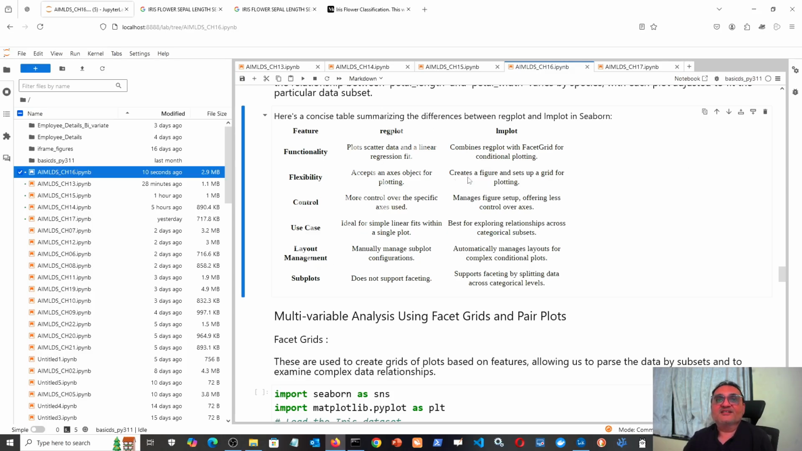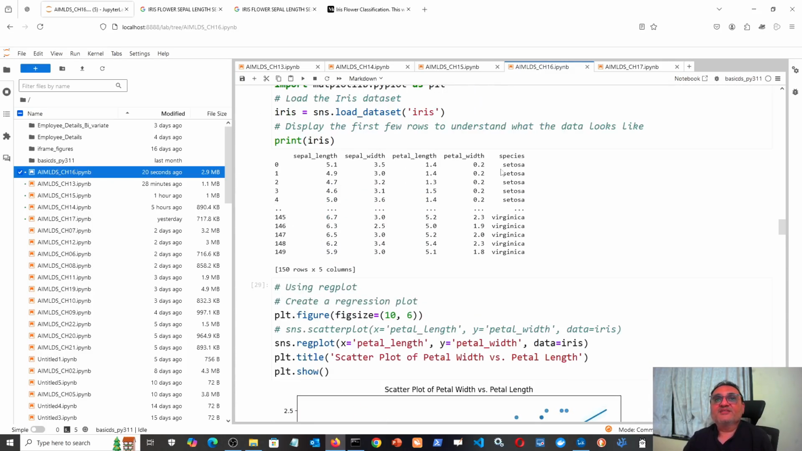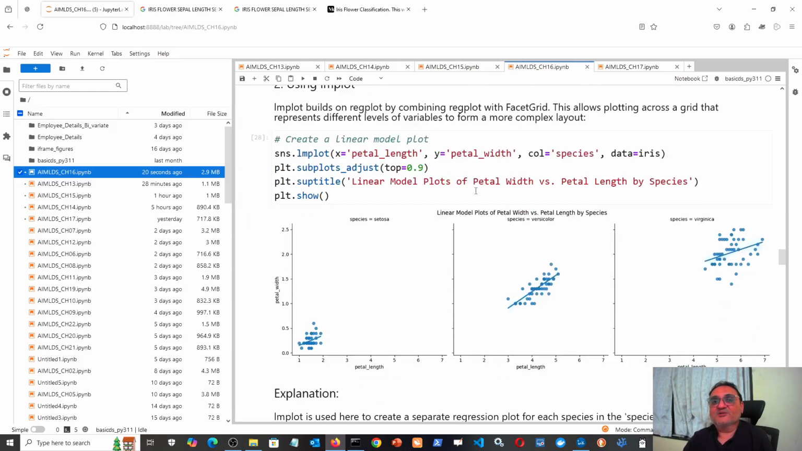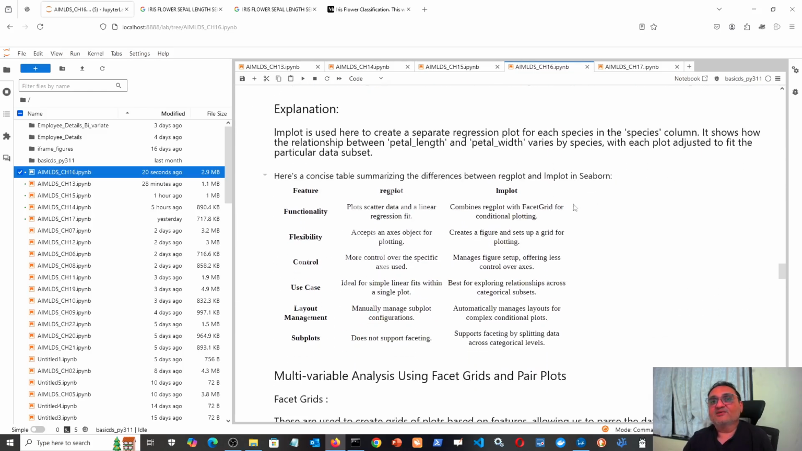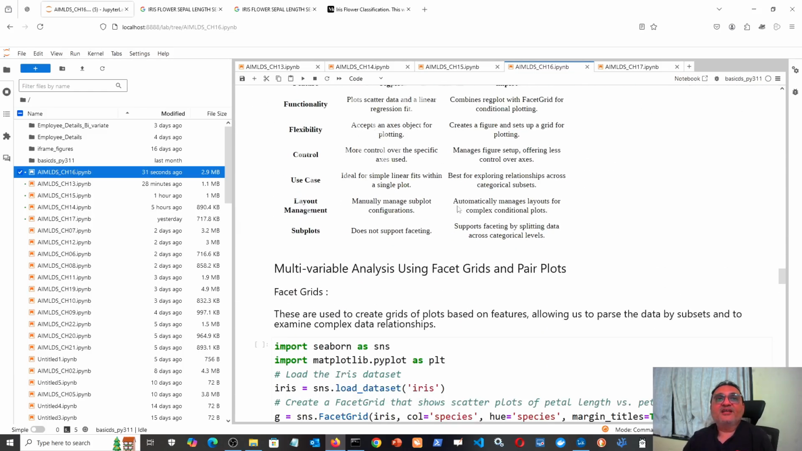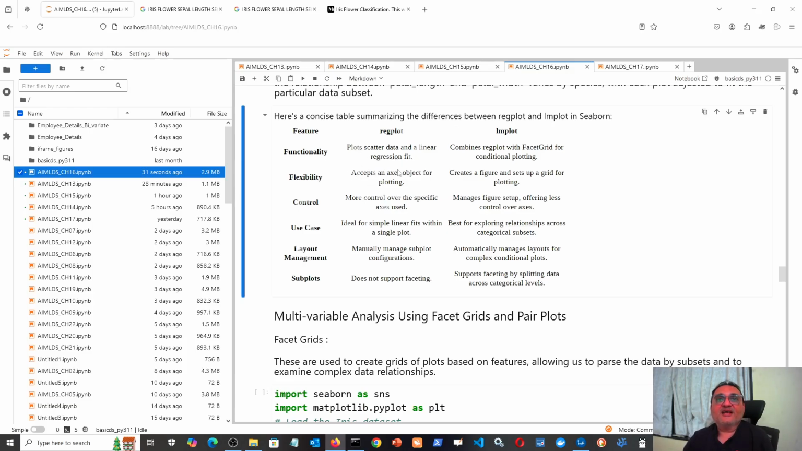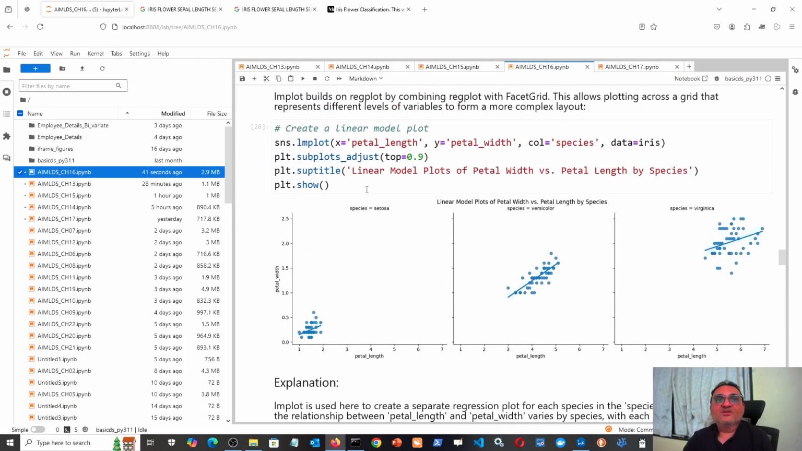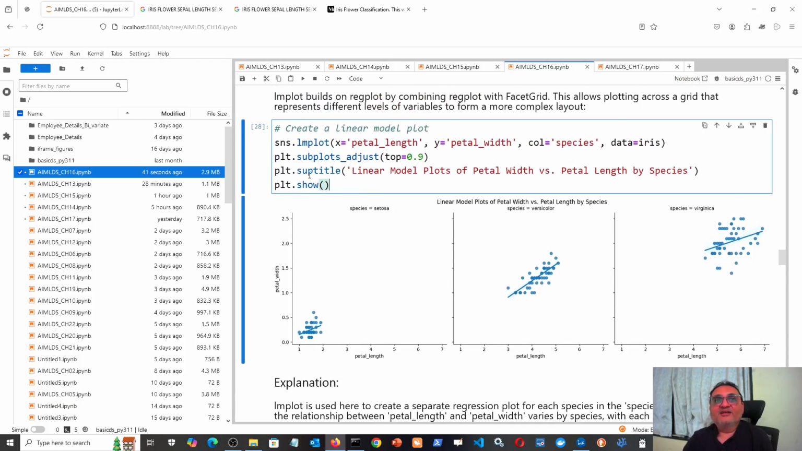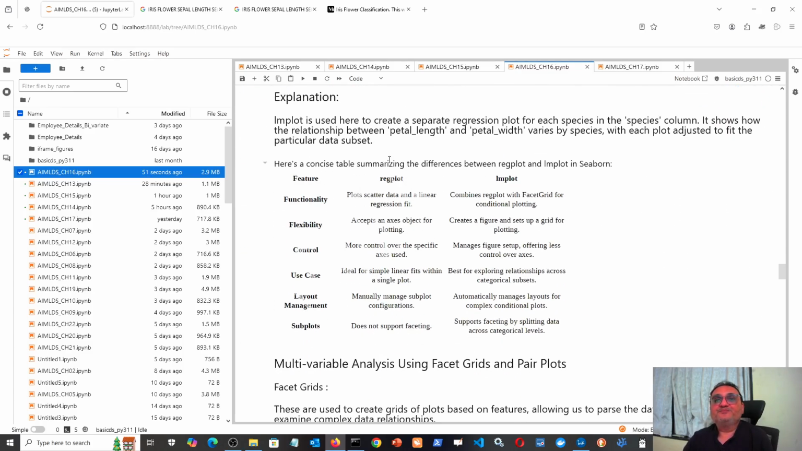And it plots conditionally. Conditionally means you can select the rows conditionally, that is select only those rows where species is equal to setosa, select only those rows where species is equal to virginica, and so on. From a flexibility point of view, reg plot accepts one axis object for the plotting, while lm plot creates a figure and sets up a grid for the plotting. So it is a slightly different way. Here this suptitle word is also important. A common source of mistake is that people write subtitle. So it is not subtitle but suptitle, S-U-P.